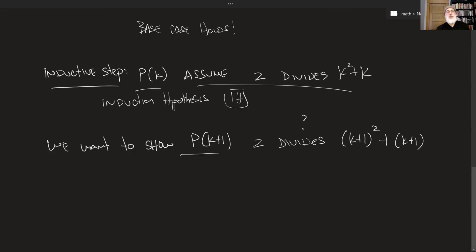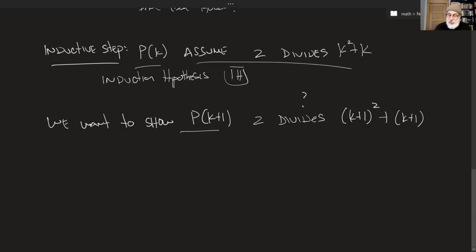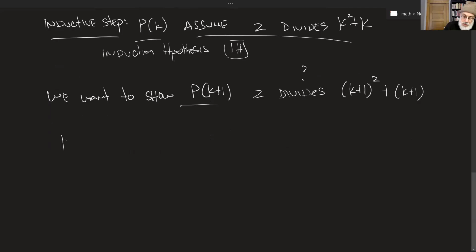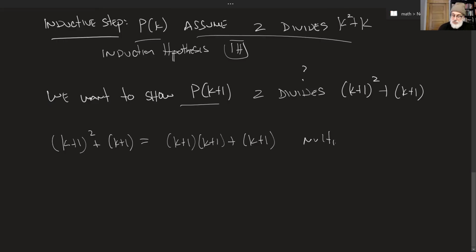So this is a question. This is not an assumption. This is what we want to show. We want to show that 2 divides k plus 1 squared plus k plus 1. All right, so let's look at k plus 1 squared plus k plus 1. Of course, k plus 1 squared means I'm multiplying the binomial k plus 1 to itself and then adding k plus 1. So let's multiply this.